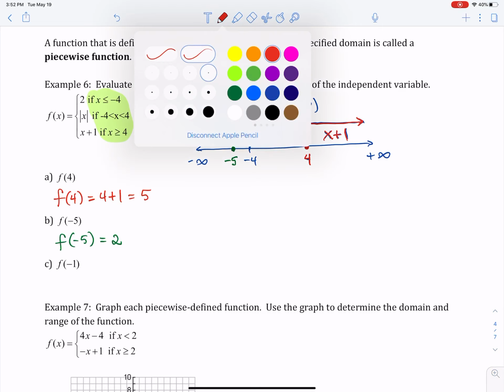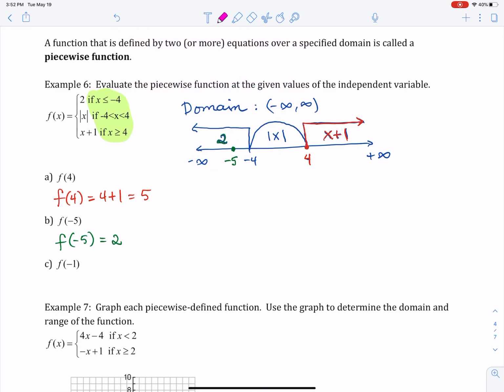Then the last one, f of -1. So -1 is somewhere in between -4 and 4. So the rule for -1 is going to be the absolute value of x. So f of -1 is going to be the absolute value of -1, and the absolute value of -1 is 1.